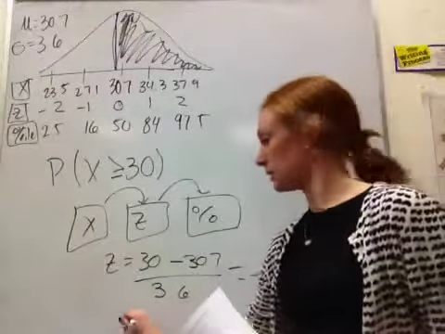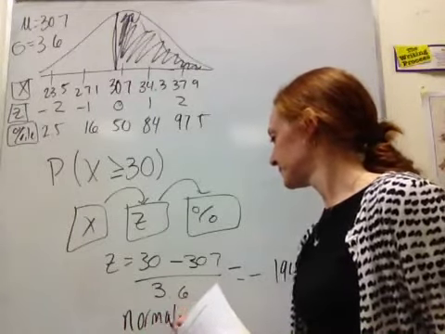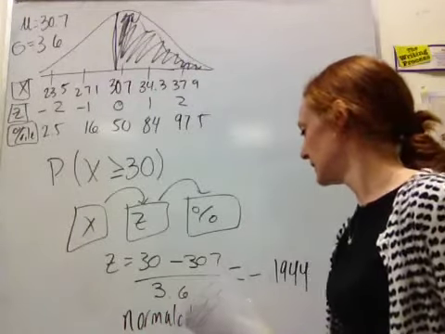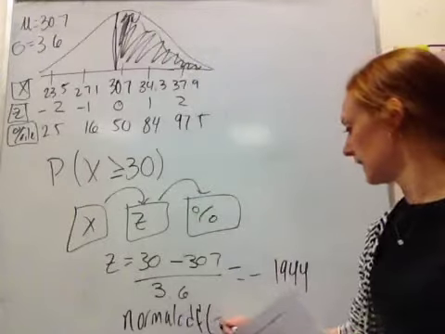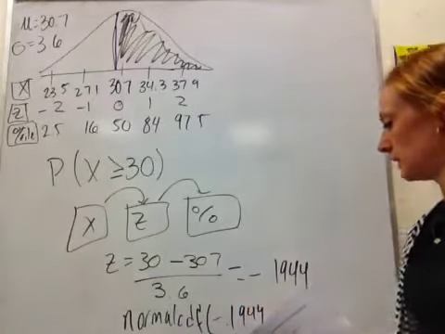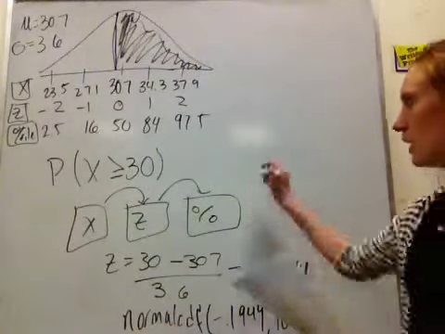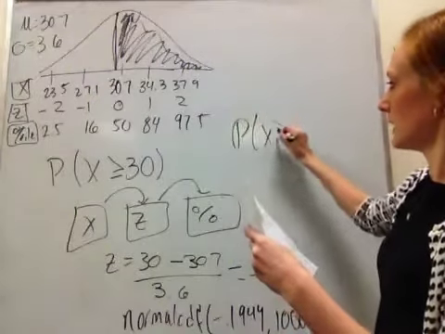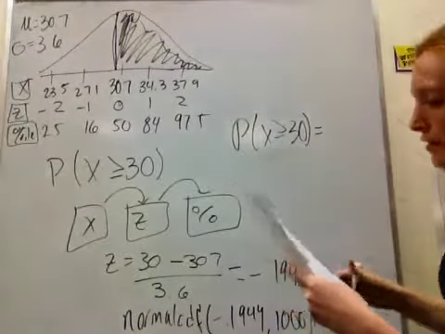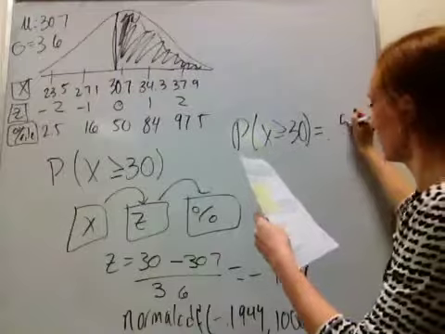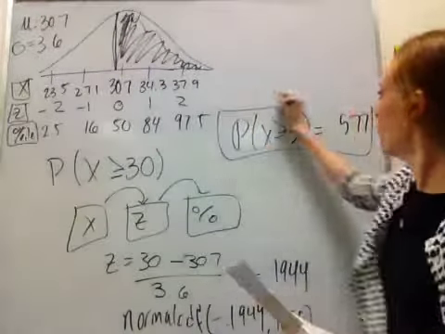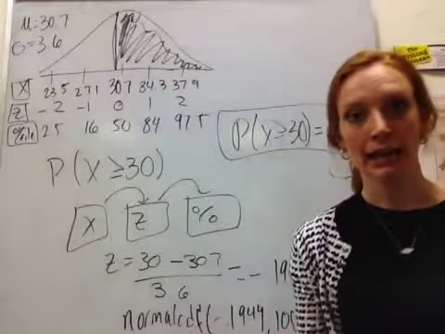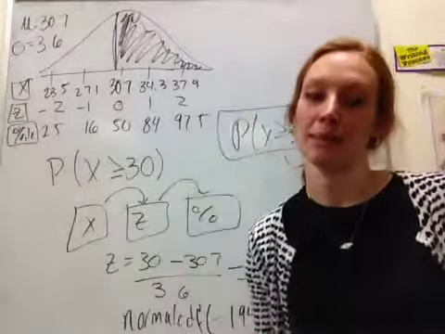Then we use our normal CDF. Z left in this case is negative 0.1944, Z right, 1,000 or something. And you'll end up with the probability that the kid weighs more than 30 pounds is 0.577. Before we were saying this is the percent, it's also the probability of something happening.